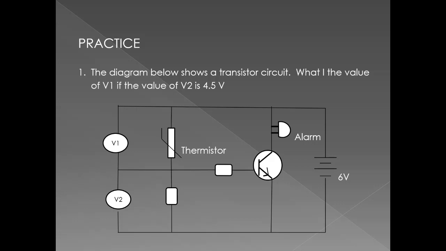Alright, to test your understanding, let's do this practice on your own. We'll take a look at this diagram. Practice number 1. The diagram below shows a transistor circuit. What is the value of V1 if the value of V2 is 4.5 volt? Okay, question number 1.